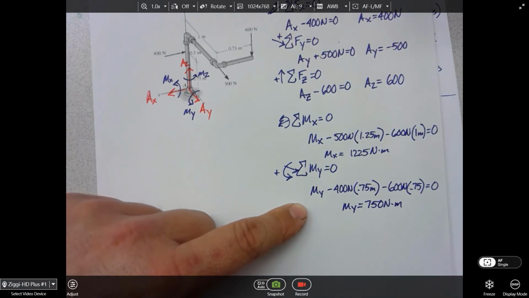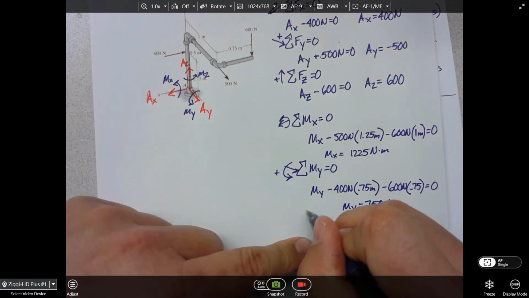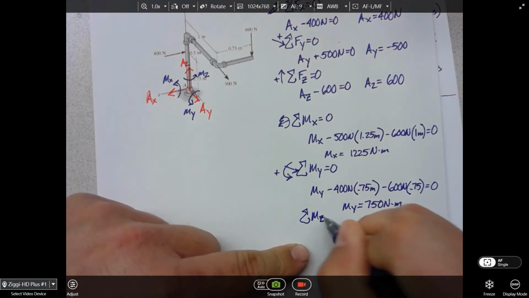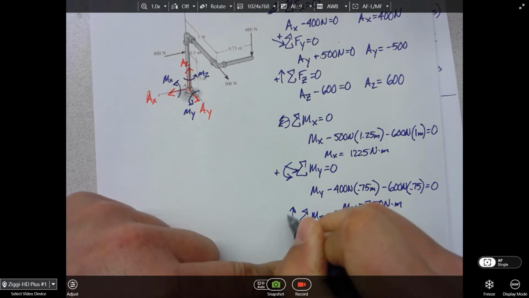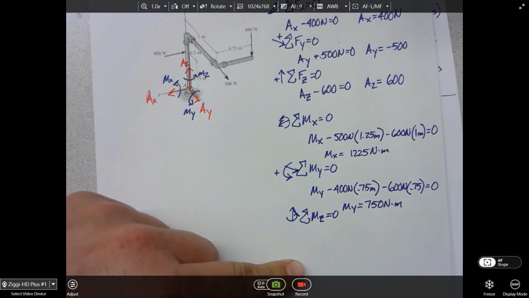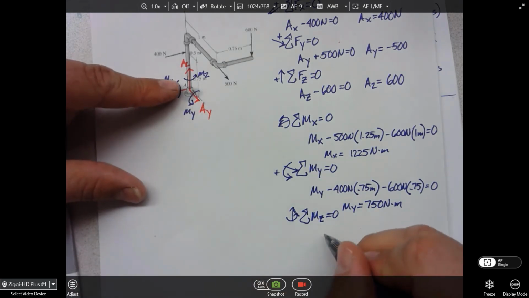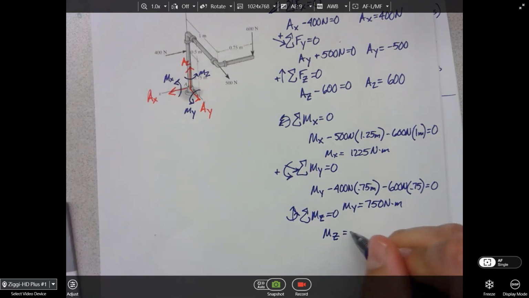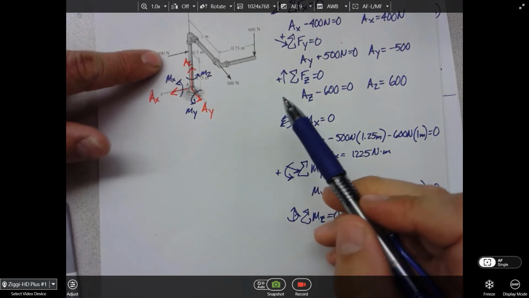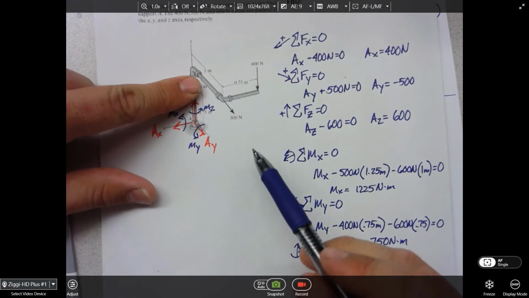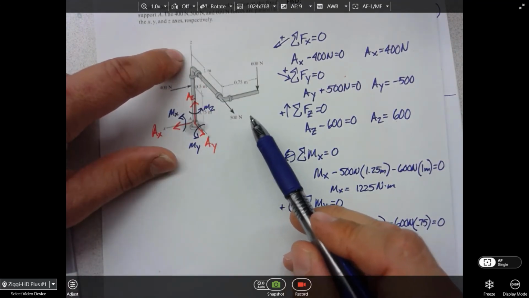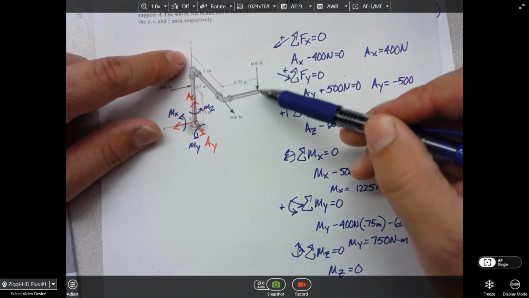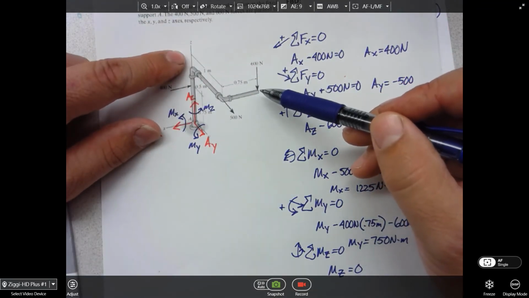Okay. So then the last one to do is to sum the moments about the z-axis and set that equal to 0. And the only thing I see that acts in that axis is M sub z. So it must be equal to 0. Right? Because the 400 newtons line of action crosses the z-axis. The 500 newton goes through the z-axis. And the 600 newton is parallel to it. And therefore it doesn't cause any moment about it.